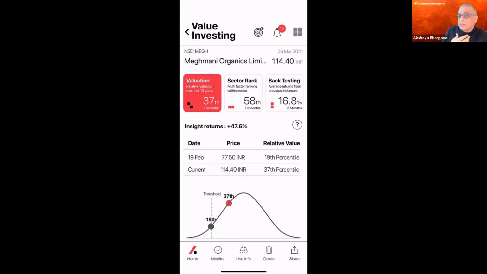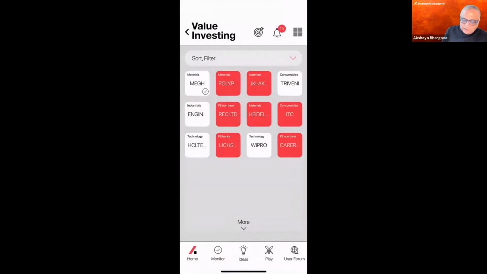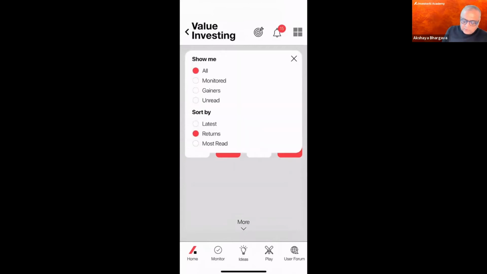Now, I like the company. So I can say monitor. If you see the monitor button at the bottom, if you click on it, it will then track the stock for you. So if ever it falls below 20th percentile, you will get alerted. But I don't think this is a good time to buy this stock. So I go back. If I sort on returns, I will only see the ones that have already made money, which, if I am presenting to you, I feel very good about because I'm showing you good performing algos.